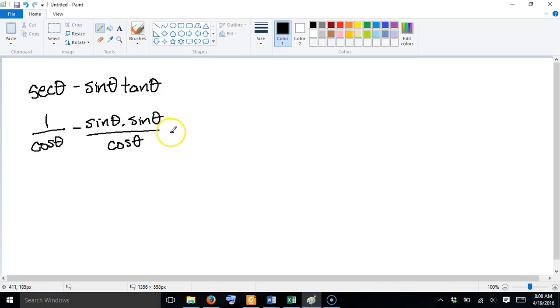Okay, now let's do this. Well, these two things have the same denominator, so we can express everything over the same denominator, and this is going to be 1 minus sine times sine is sine squared theta. The numerator here, 1 minus sine squared theta, is equal to cosine squared theta, because that there is a Pythagorean identity.